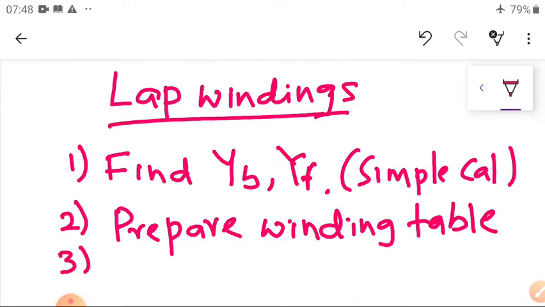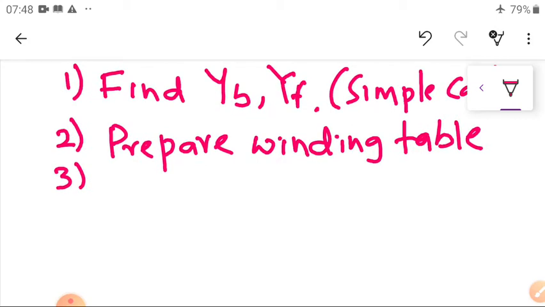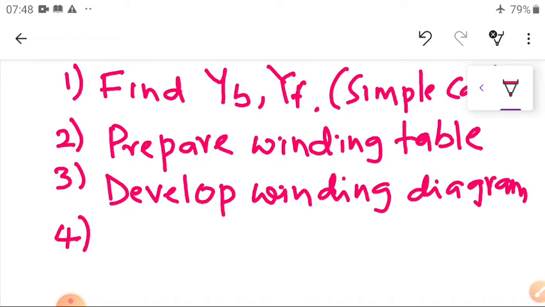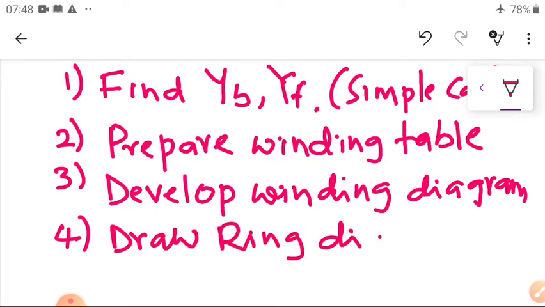Third step, develop the winding diagram. And finally, draw the ring diagram. Okay, these 4 steps we are going to follow for any development of the lap winding. Let us see.